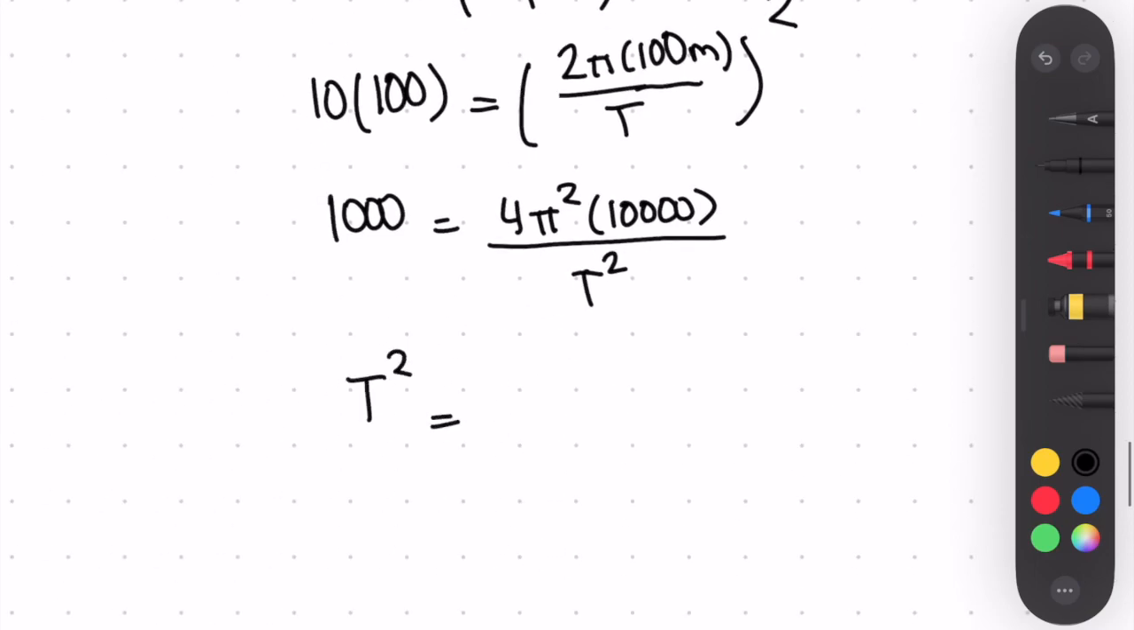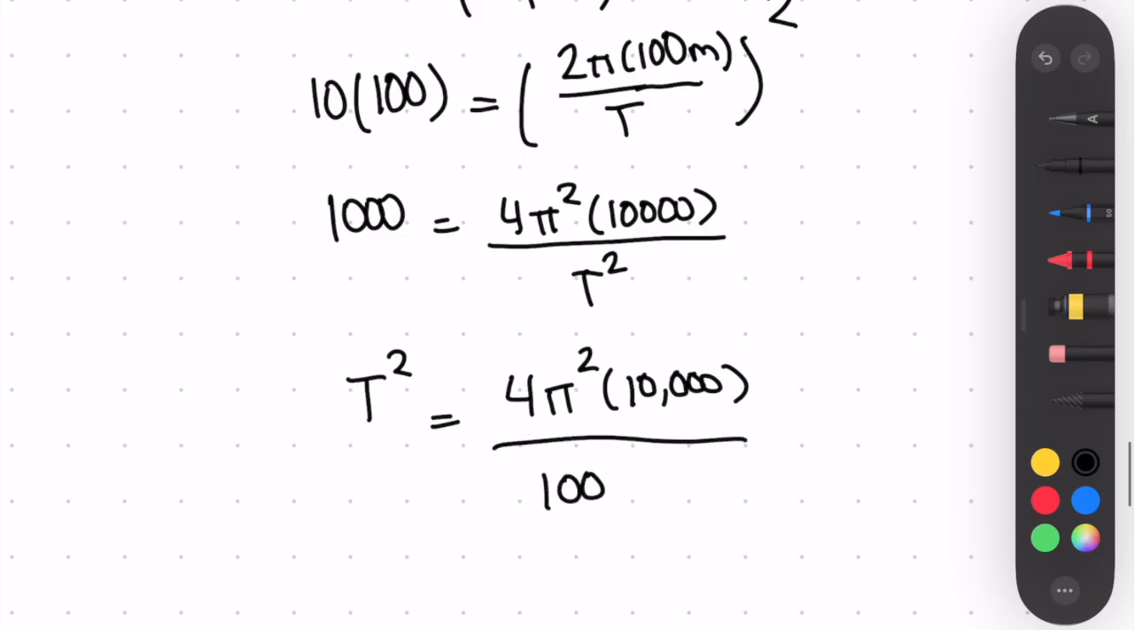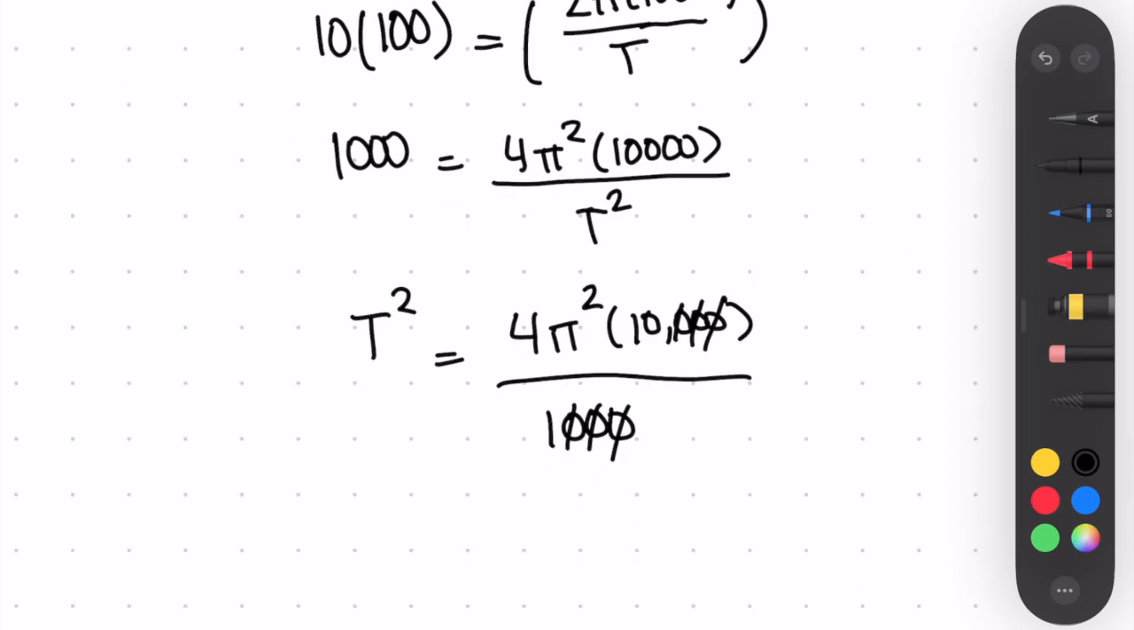And if we multiply over t squared and divide the 1,000 over, that should check out, I think. Let me double check real quick. Yeah, you get roughly 400 for that part on the right here. So t squared is equal to roughly 400, and if you take the square root of that, your period should be 20 seconds. Yep, exactly.